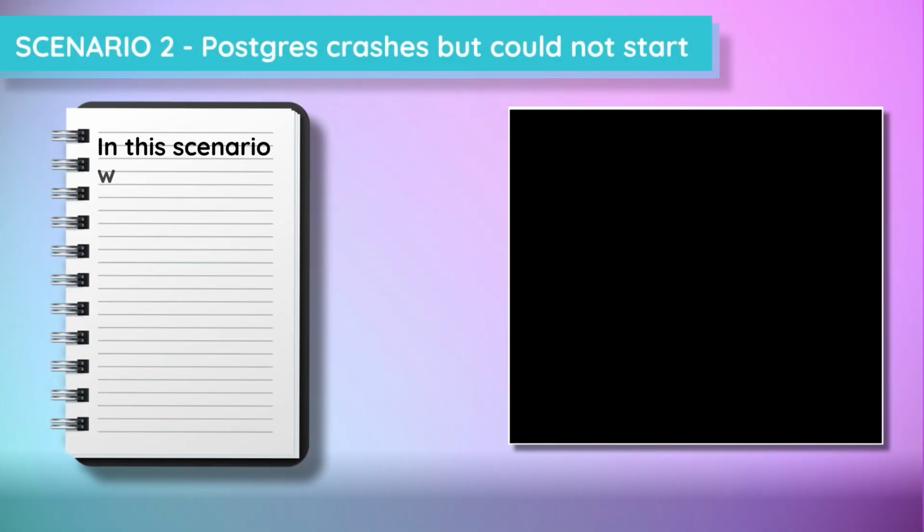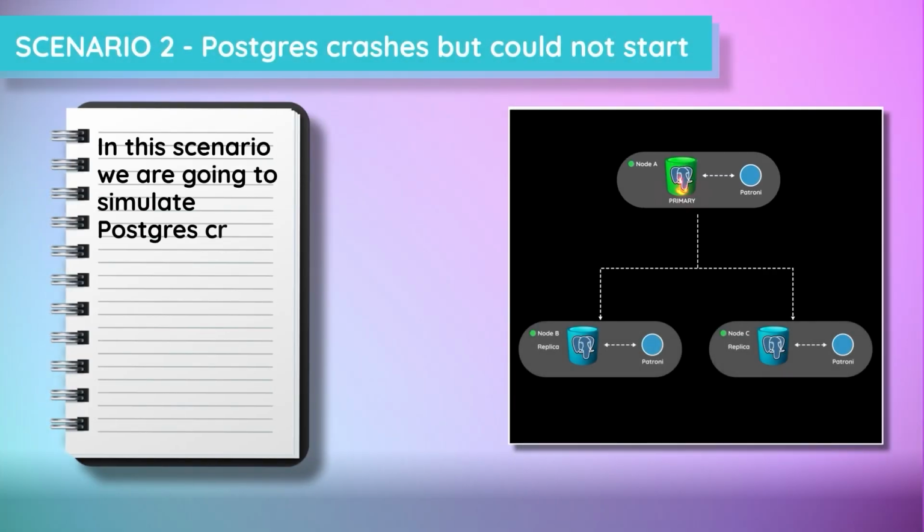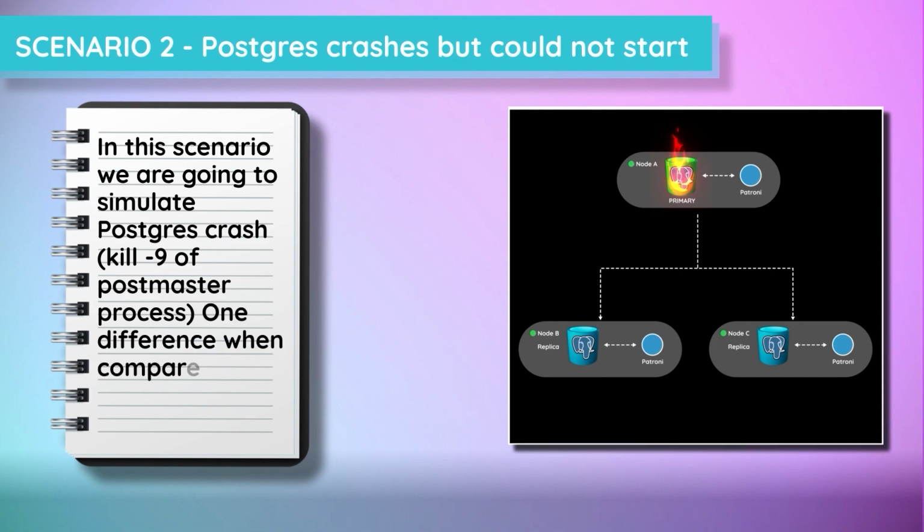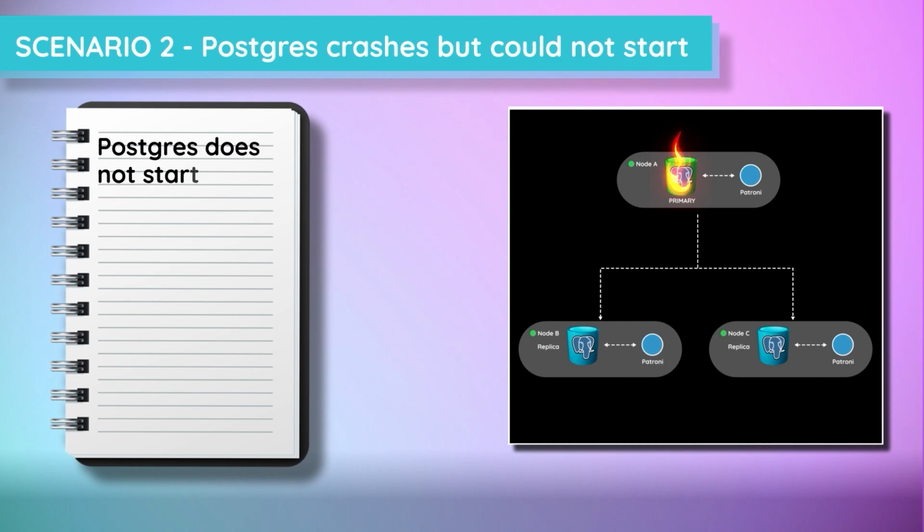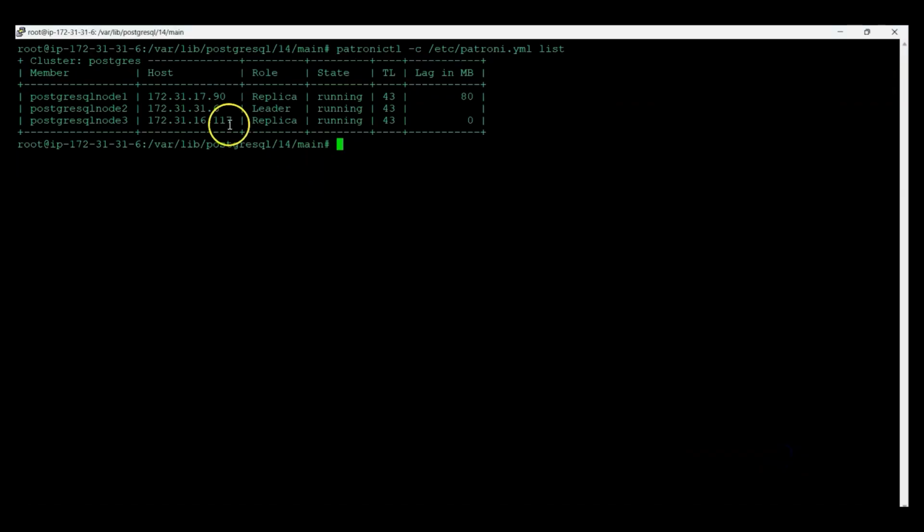In scenario 2, Postgres crashes, but Patroni is unable to start Postgres. So unlike scenario 1, in this case, Postgres crashes, but something like disk corruption happens and Patroni is not able to restart Postgres. Let's see what happens. To begin with, let's check the topology. This is the leader as before, and the remaining two are replicas.